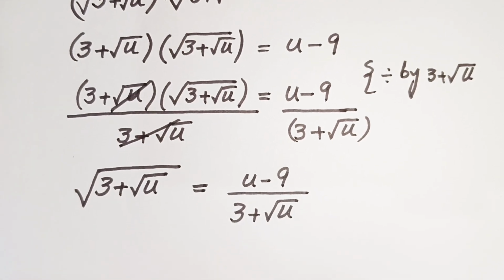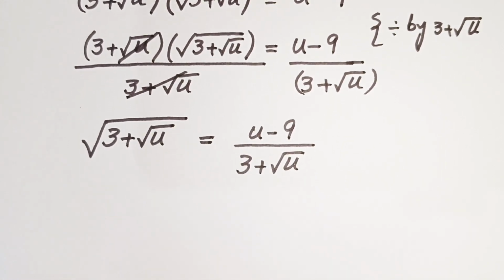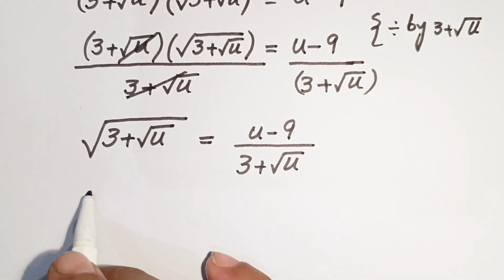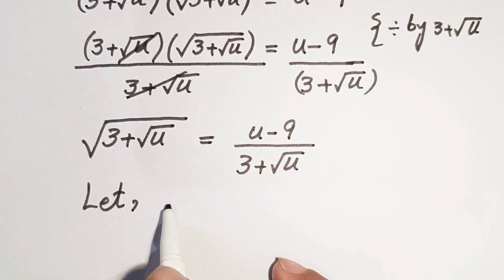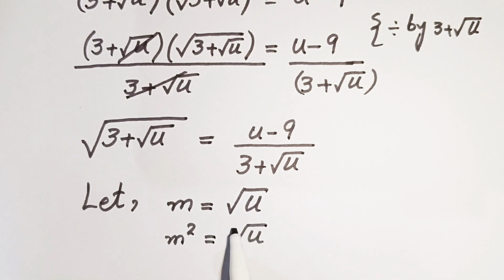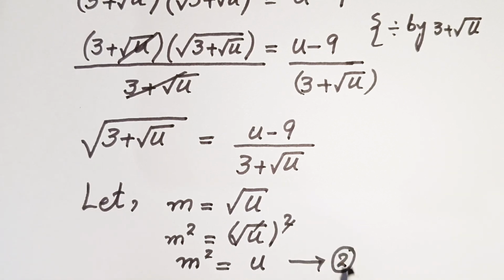Now let us suppose that the square root of u is equal to m, let m be equal to square root of u. So if we take the square on both sides, then m squared is equal to the square root of u whole squared. This square can be cancelled out with the square root, and we get m squared equal to u. So let's say it is our equation number 2.